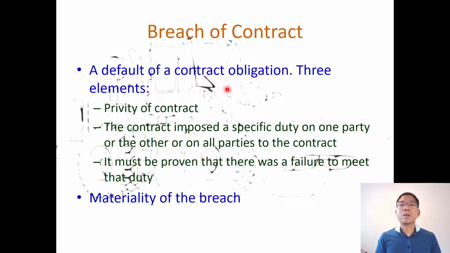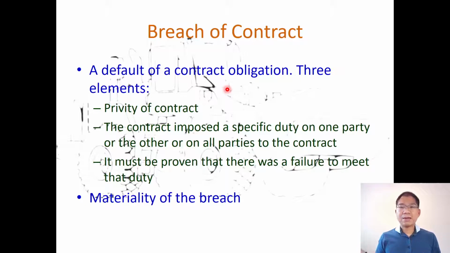Just like the contract asks you to do the ceiling work for the building, and if you did not do the ceiling work, that applies as a breach of contract. Second point, it must be proven that there was a failure to meet that duty. So the contract specified it, and in real life you did not do the ceiling work. All three of those elements need to be established to consider a breach of contract.